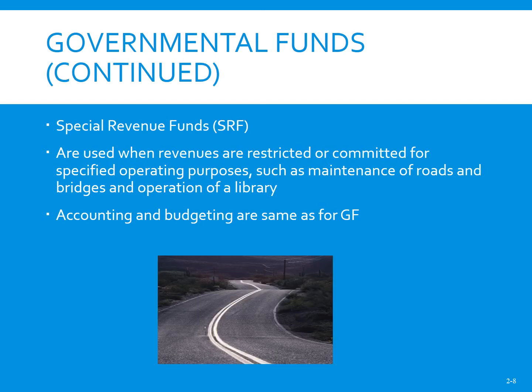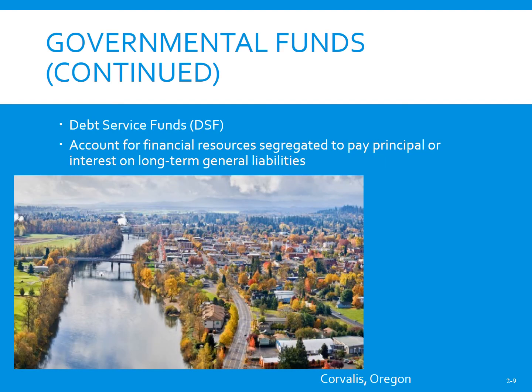Okay, another type of governmental fund is a special revenue fund. These are used when the city wants to add an extra layer of accountability, and when there are resources that are restricted for a specified purpose, like maintenance of roads, operation of libraries, stormwater management, something like that. The accounting and budgeting for the special revenue fund is the same as for the general fund.